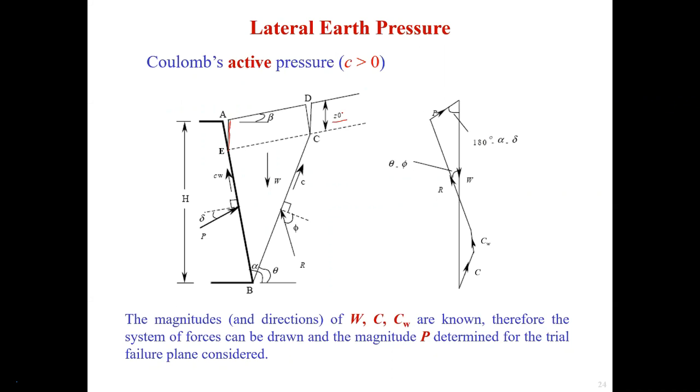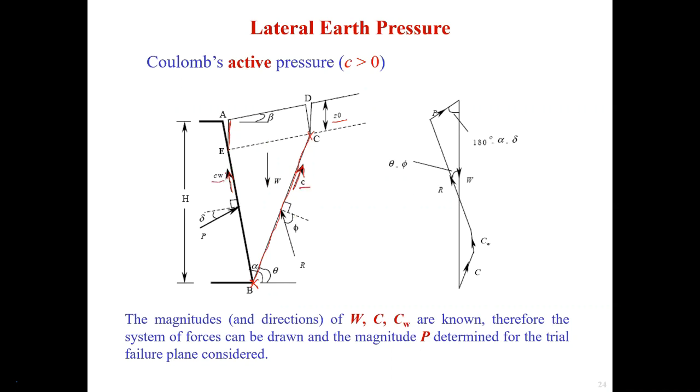The failure plane extends from point B to C, that will be the assumed failure plane. And we have the wall adhesion, or cohesion, CW. That cohesion comes from the soil with the wall, so you have the cohesion force acting on this diagram. That's CW, and you also have the cohesion C acting on the soil interface. This is the soil-wall interface, and this is the soil interface.